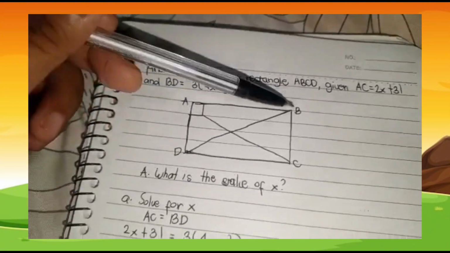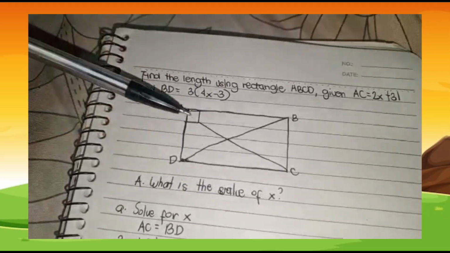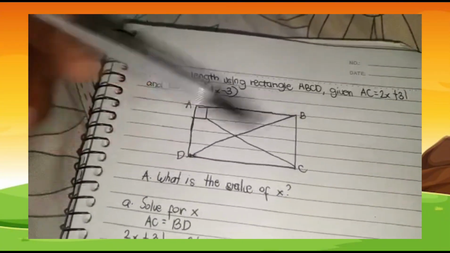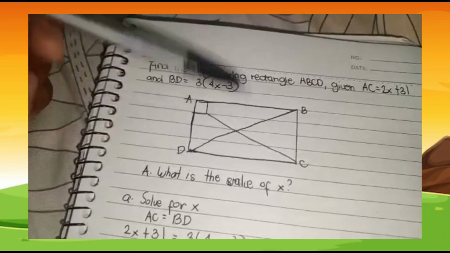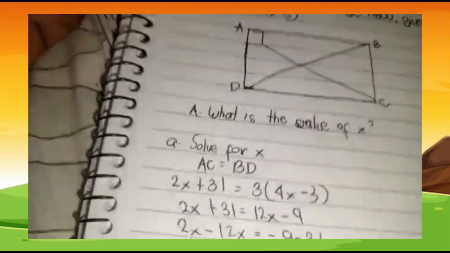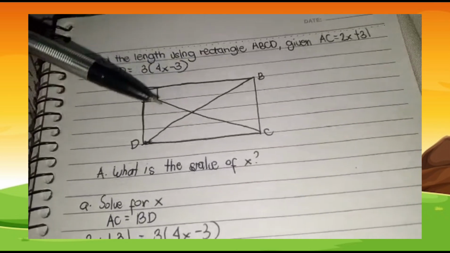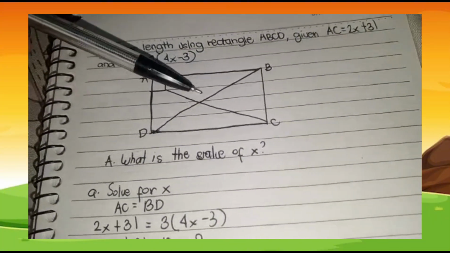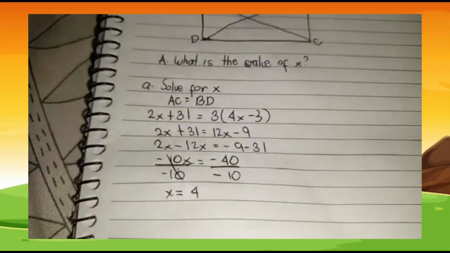So, meron tayong given point. Meron tayong A, B, C, D. At ang hinahanap is yung x. So, ang AC is equals to 2x plus 31. Samantalang ang BD is equals to 3 times quantity of 4x minus 3. So, ang question dito, what is the value of x? So, kung maalala nyo, itong problem na to ay nasa theorem number 2, which is congruent yung diagonals nila. Opposite diagonal. Kaya sila equal.